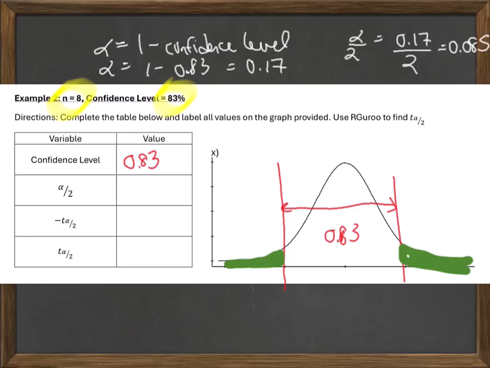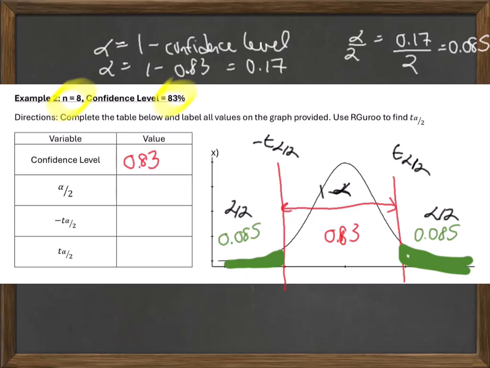So you will say that the area over here in this left tail is 0.085, and the area over here in this right tail is also 0.085. Okay, and if we want to label these generically, we know that this is alpha over 2, this is alpha over 2, and in the middle this is 1 minus alpha, or it's also equal to the confidence level. So last but not least, we need to label negative and positive t of alpha over 2.